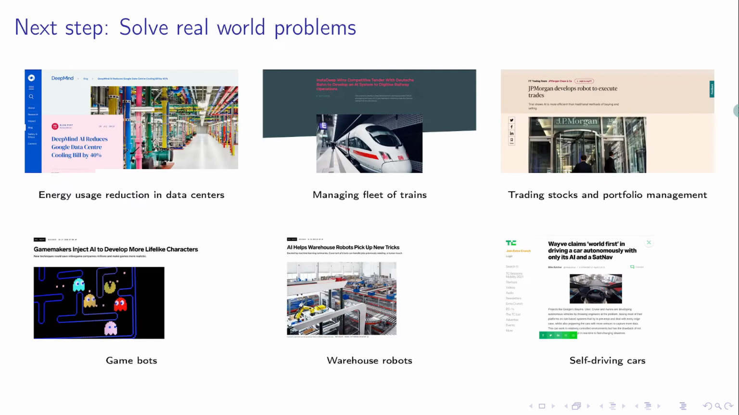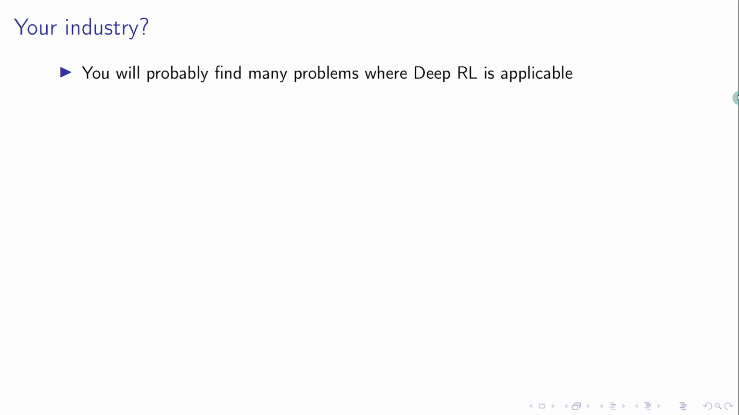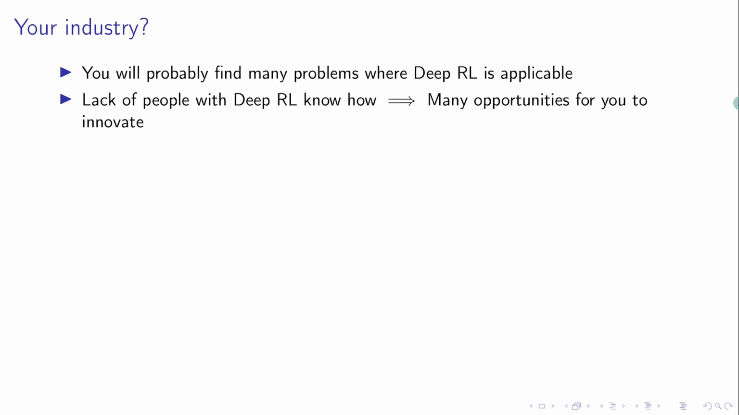Now, we have already seen how deep reinforcement learning has been applied successfully in many commercial settings. The question is, what about your industry? I think if you look around, you will probably find many problems where deep reinforcement learning can be applied to improve performance. And since there aren't many people in the industry with deep reinforcement learning know-how, that means there are many opportunities for you to innovate.